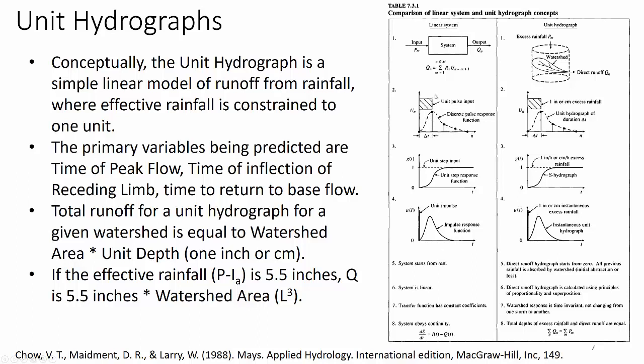It gives you a discrete pulse reaction to the system of effective rainfall. That means that all the rainfall that occurred before that didn't run off doesn't count. The only pulse that counts is what occurs now.